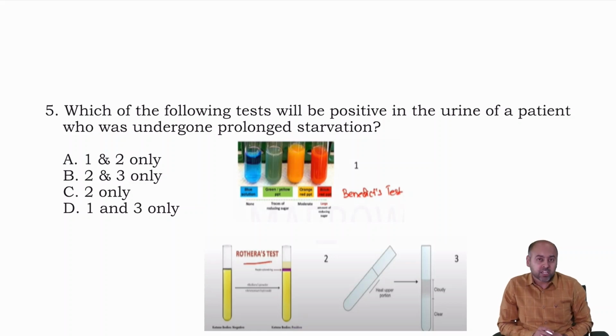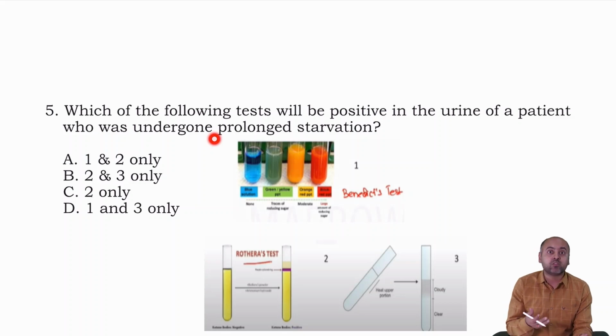Again, more commonly asked in INICET in comparison to the NEET PG exam. In the NEET PG exam, they will rather give you the results and ask you to make the diagnosis. Here it's the other way around. They've given you that the patient is having prolonged starvation. Then what are the likely findings in the urine? Which of the following tests would be positive?